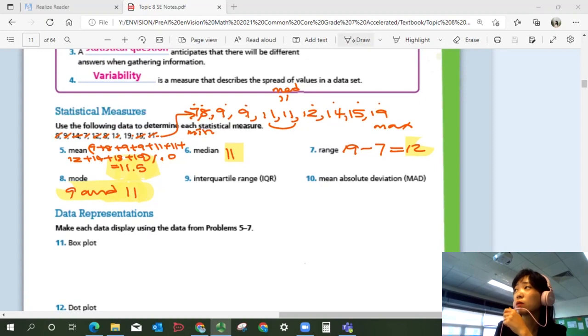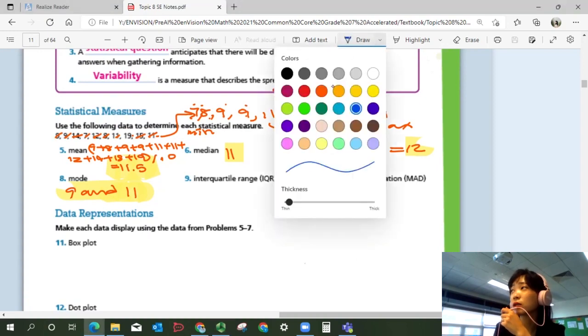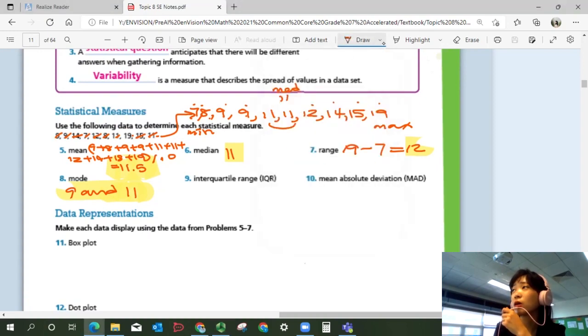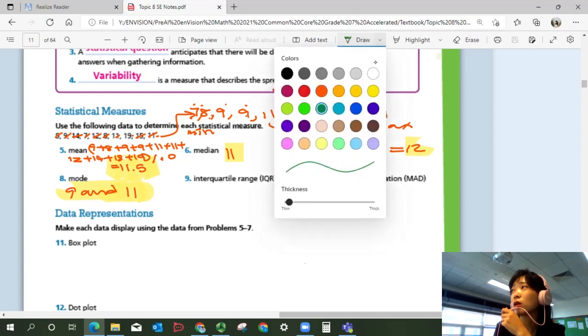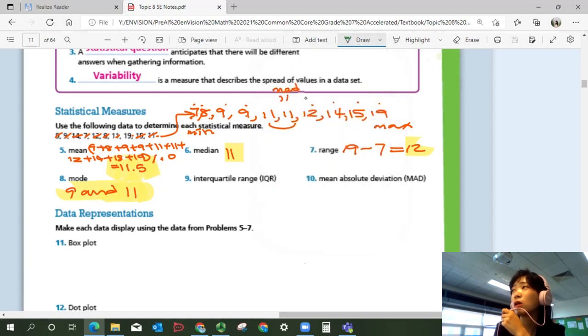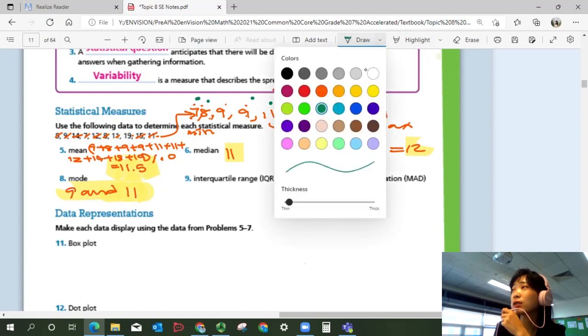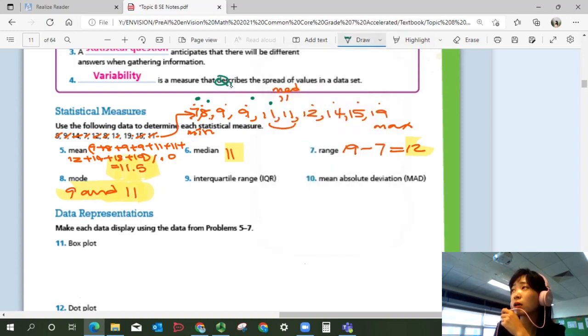Okay, you want to figure out the first quartile. Because your median is 11, you're going to start counting from the lower half. So 11, 7, 9, 8, and then your 9 is your first quartile. So Q1 is 9. And then Q3 would be 11, 19, 12, 15, and then 14.